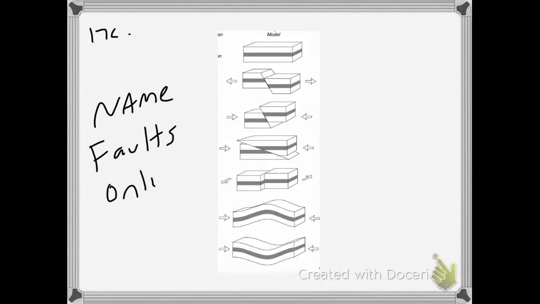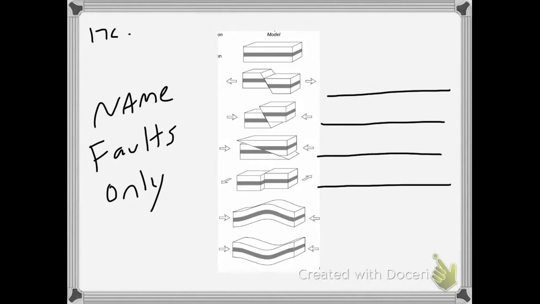Name only the faults. So what's the name of this one? And here, and here, and here. I'm adding some letters now. This one starts with an N. This one starts with an R. This one's a special type of R that begins with a T, and this is the SS. So in order they are normal, reverse, thrust, and strike-slip.